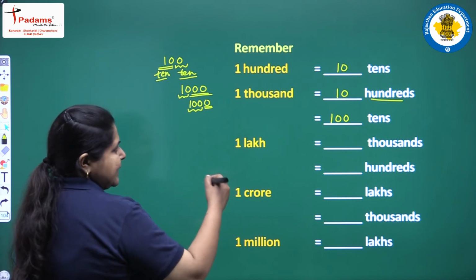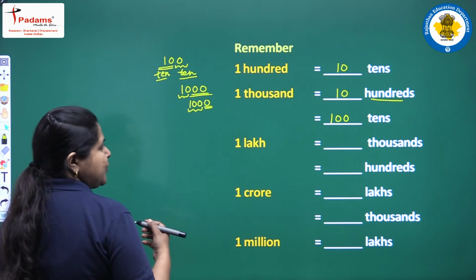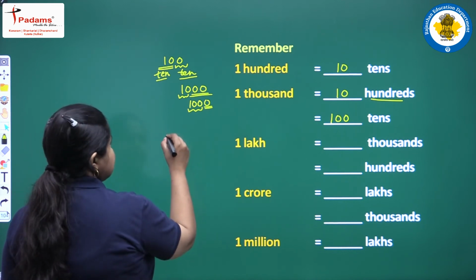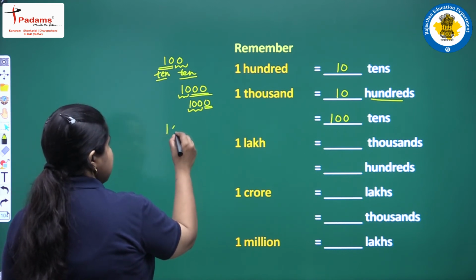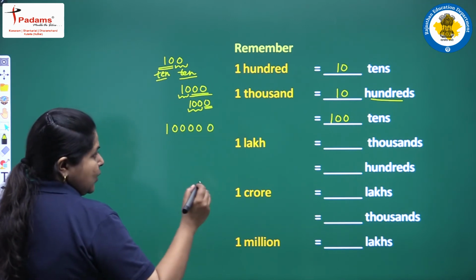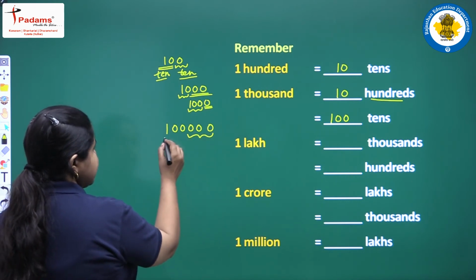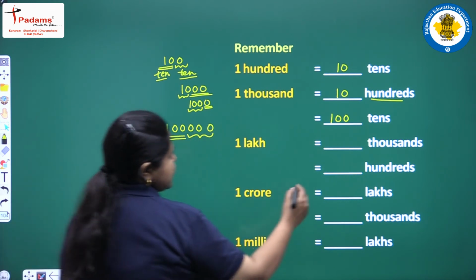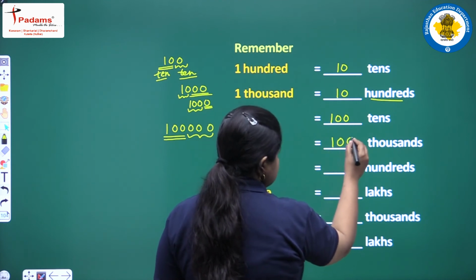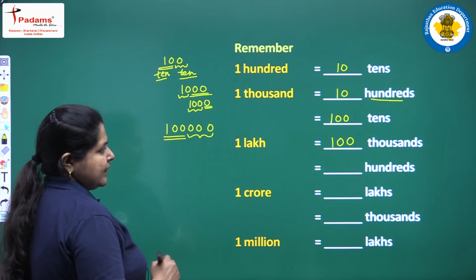Next we have 1 lakh. We have to write it in terms of thousands. So what to do? Let us write 1 lakh first. We know it has how many zeros? Yes, 5 zeros. Now 1000 has 3 zeros. Keep them separately. What is left? 100. So it will be 100 thousands. In this way you can easily relate the two place values.